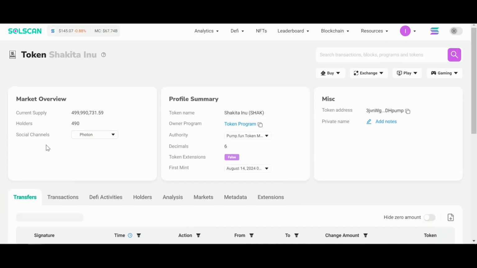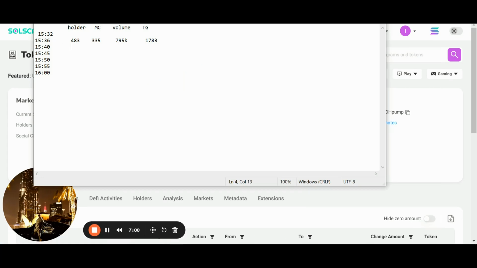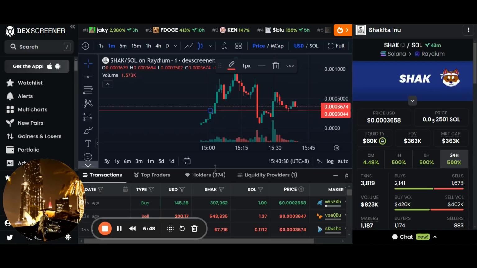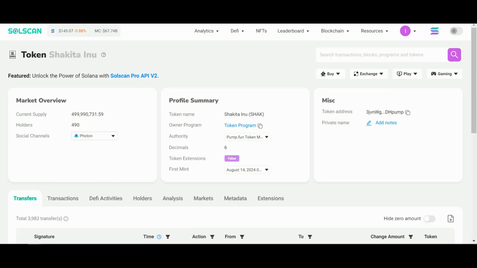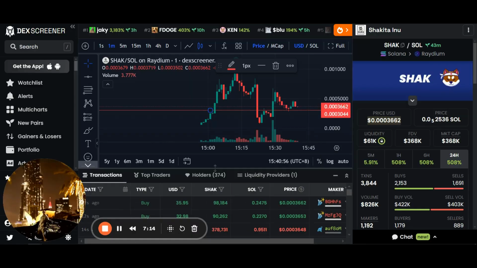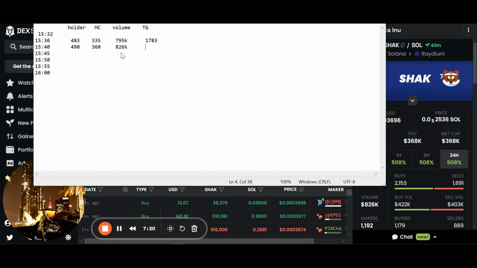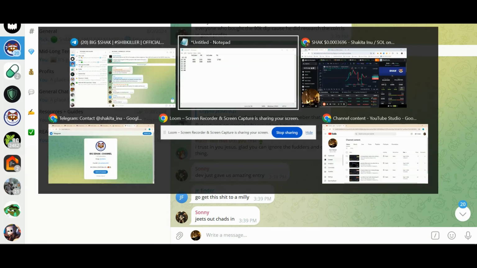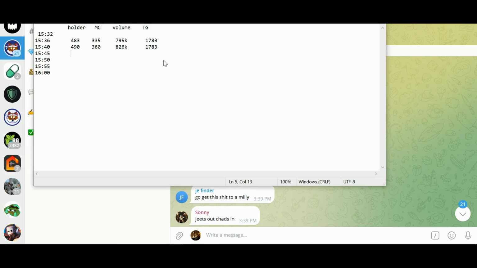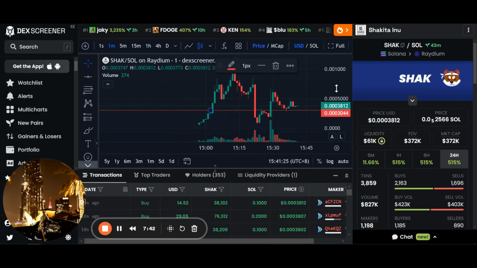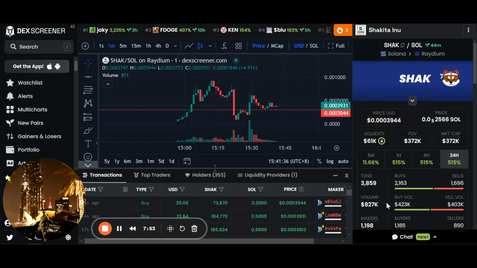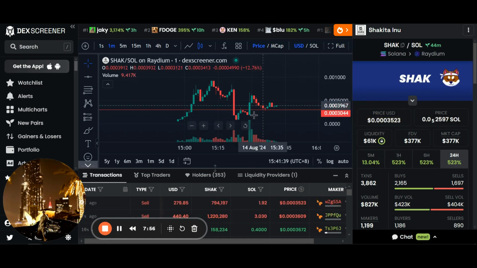So in about 5 minutes, we do our checks again. Number of holders, 490. Market cap is now 360 again. Volume, 826. And in the Telegram, 1783. All right, so still there's nothing that says we should sell right now, but there's also nothing that says we should add to our bags. So while we're watching this price, we're still holding, and what you want to see is volume increasing. You do not want to see market cap dropping beneath significant levels.